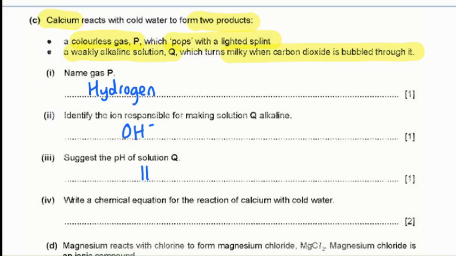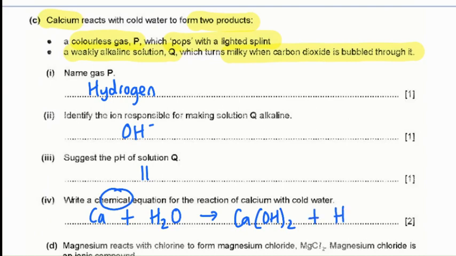Write a chemical equation for the reaction of calcium with cold water. Well, we know that any metal reacting with cold water will make a metal hydroxide and hydrogen gas. So it says chemical equation, therefore we know we need to use symbols. So we've got calcium, and we are reacting it with water, and we are going to make calcium hydroxide, and we're going to make hydrogen gas. And then we just need to balance that.